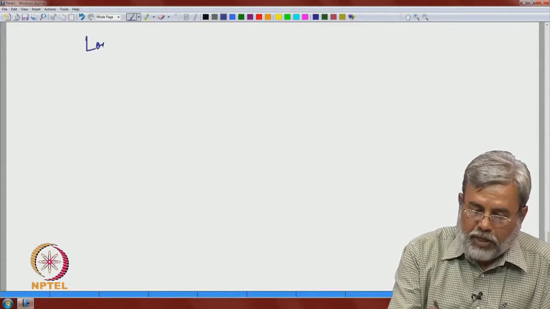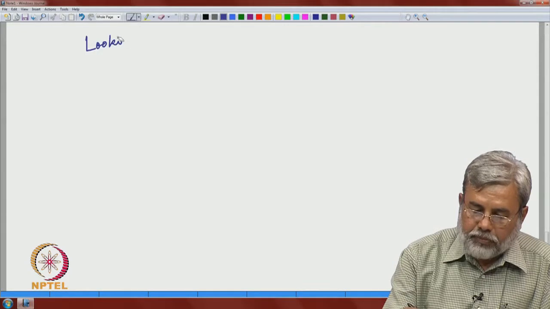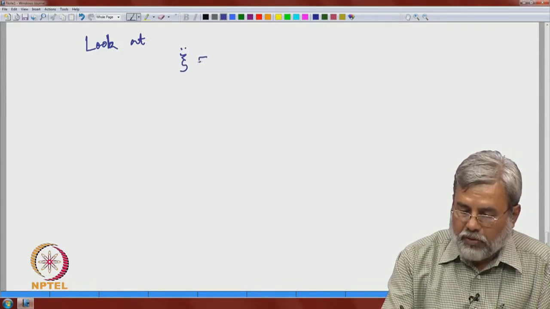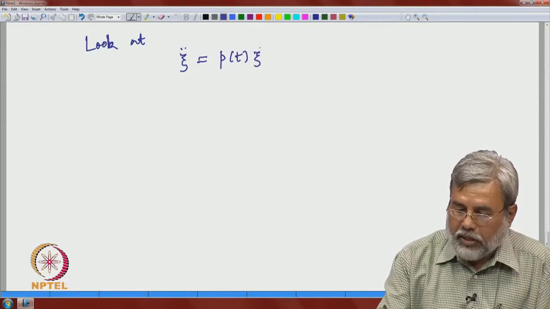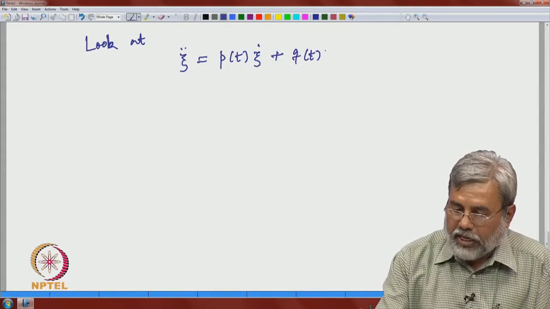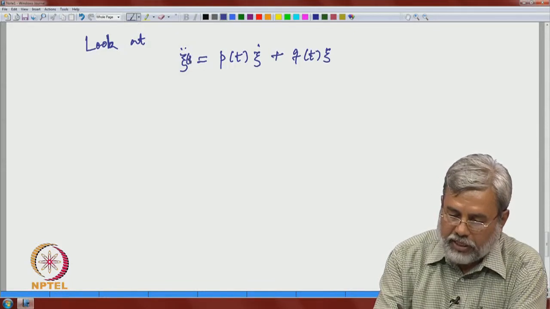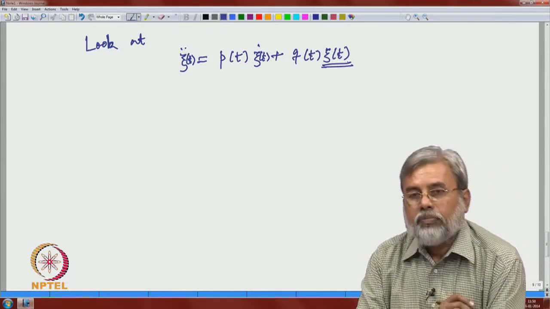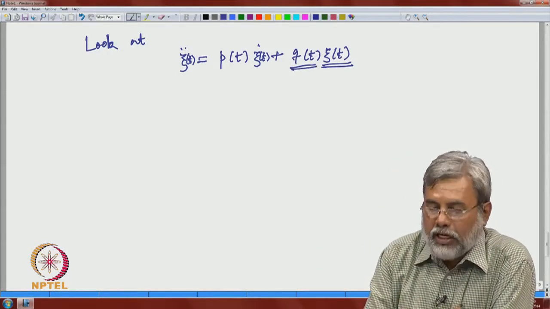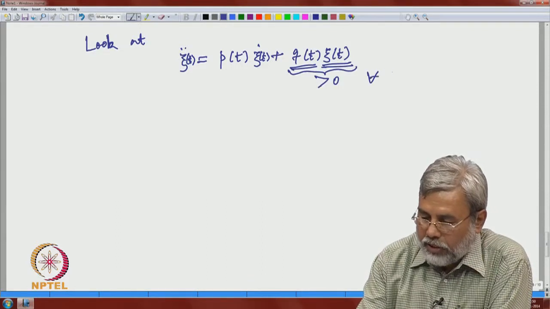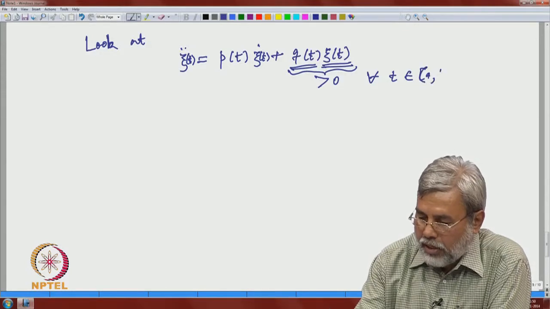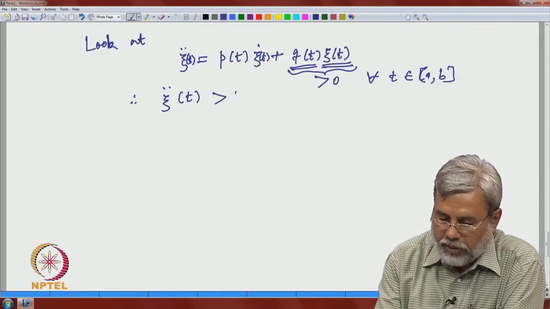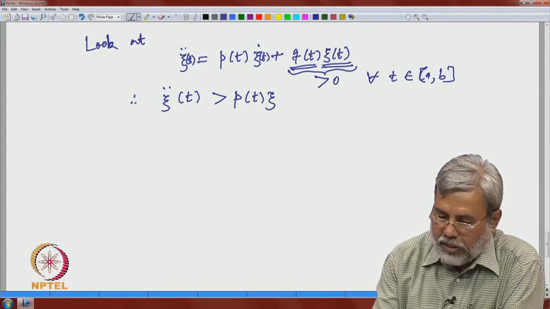So, now look at, again go back to the variation equation j double dot equal to p t j dot plus q t j. Okay. So, everything at t. And just now we have proved that this j t is positive up to b and q is positive by assumption. So, this one is positive for all t in A. So, therefore, we have this inequality, we can put greater than or just.